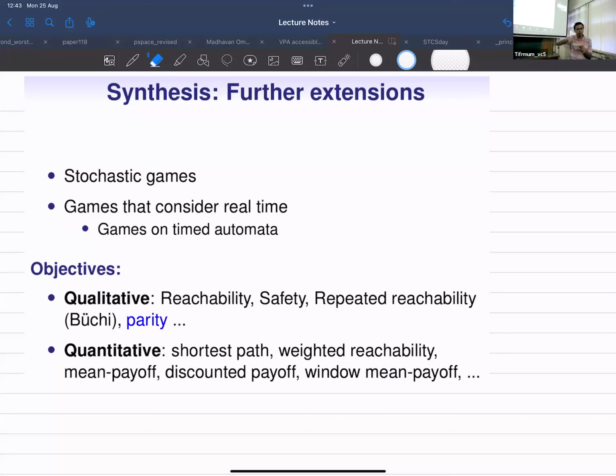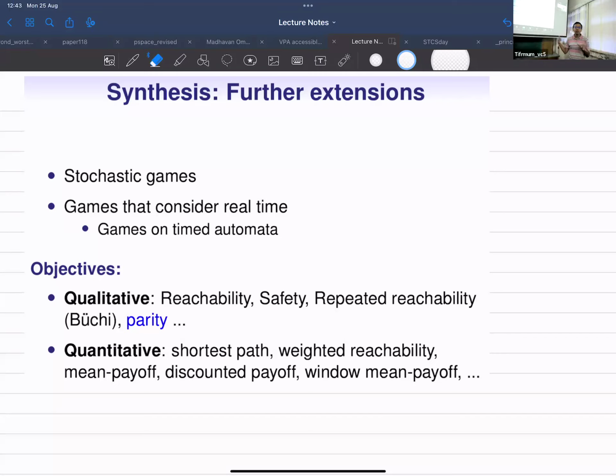There are weights, maybe there are weights, and then there can be weighted reachability. And then there are other things like mean payoff, where there are these weights on the edges, and there is an average which I would like to get, right? I mean, very broadly speaking.